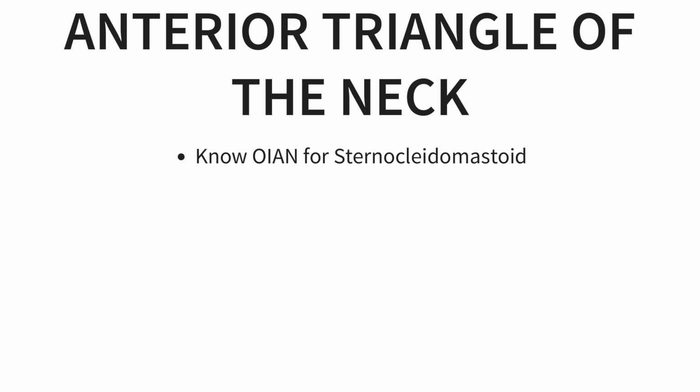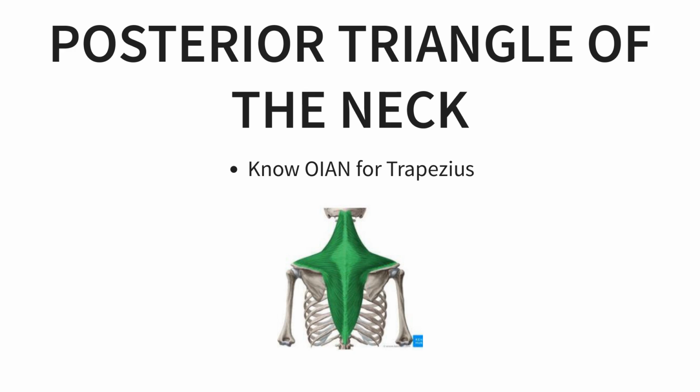The sternocleidomastoid is a significant muscle in the anterior triangle of the neck. It originates from the sternum and clavicle and inserts into the mastoid process of the temporal bone. Its actions include rotating the head, flexing the neck, and extending the head. It is innervated by the spinal accessory nerve CN11 and cervical nerves C2 and C3. The trapezius muscle is key in the posterior triangle of the neck.